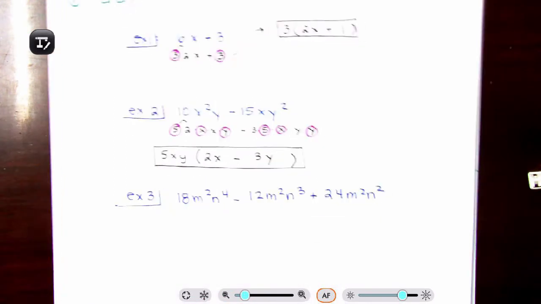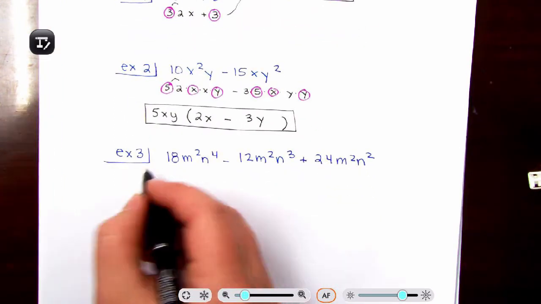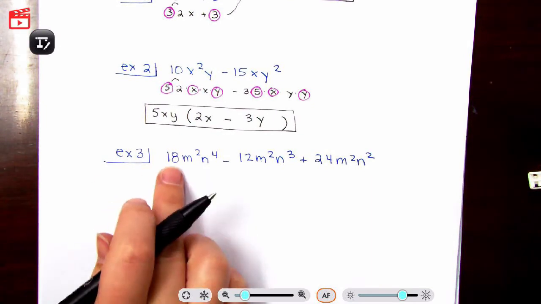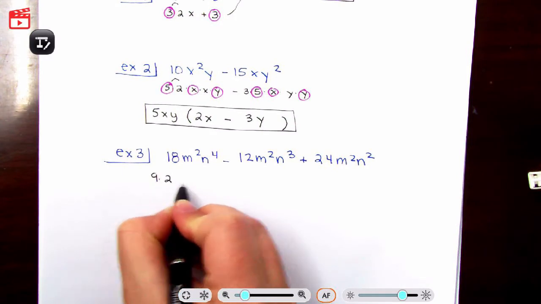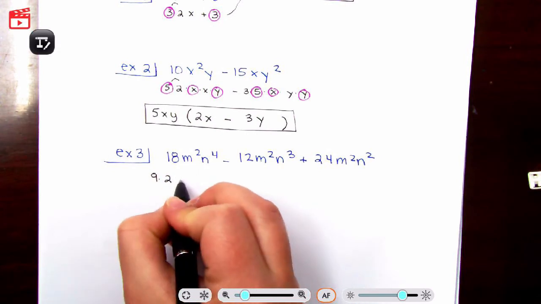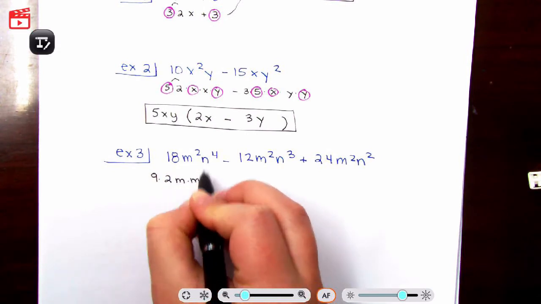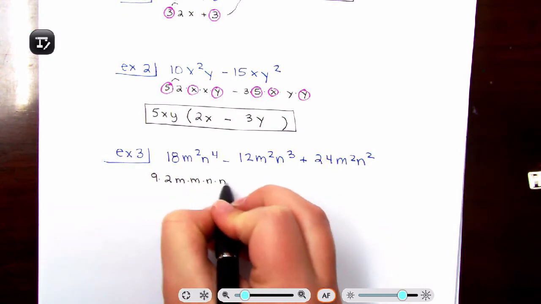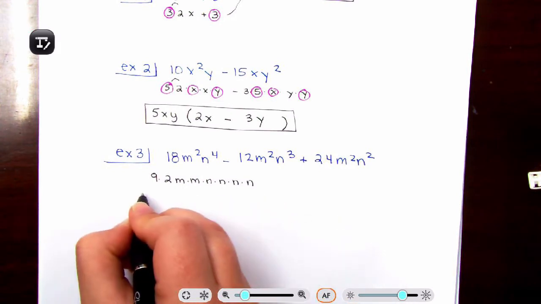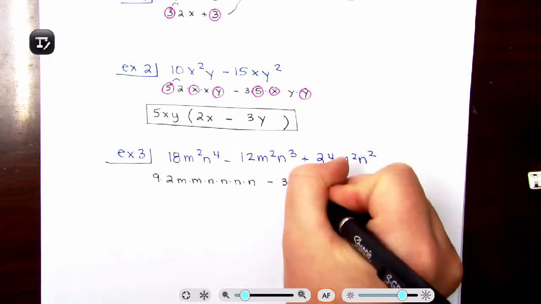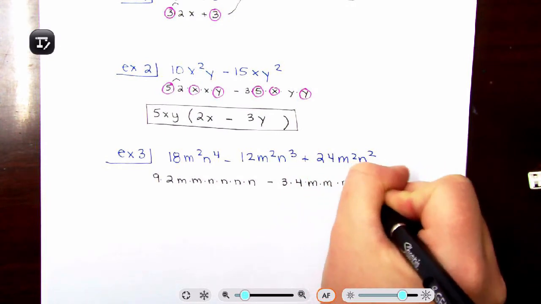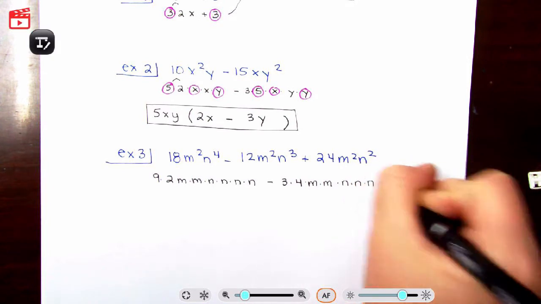Let's try another one. This one has a lot. That's okay. It has 3 terms: 18, 12, and 24. I'm thinking what's in common between them? I know 9 times 2 is 18. That's all that's coming to my mind. So I have m times 4 n's, 1, 2, 3, 4. That's my first term. Then I have minus 3 times 4 times m times 3 n's, 1, 2, 3, plus, and then we have 24.